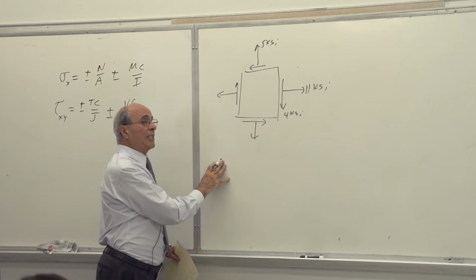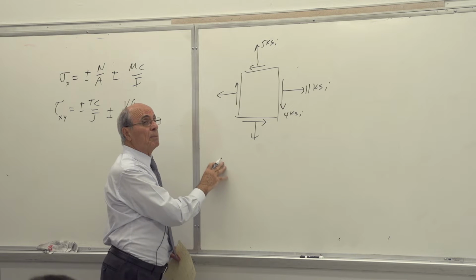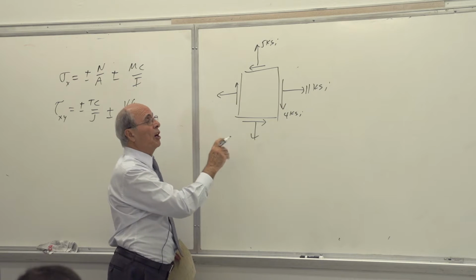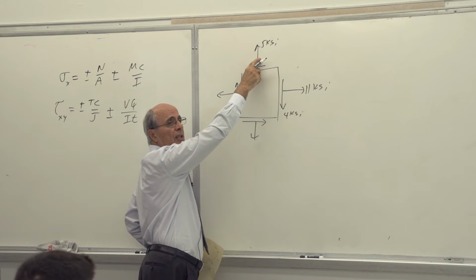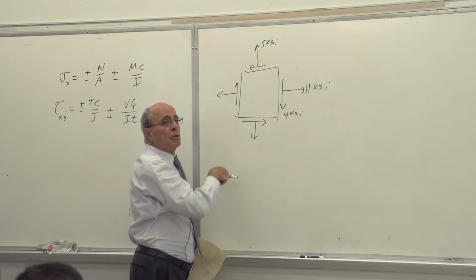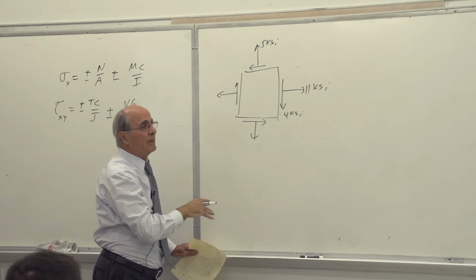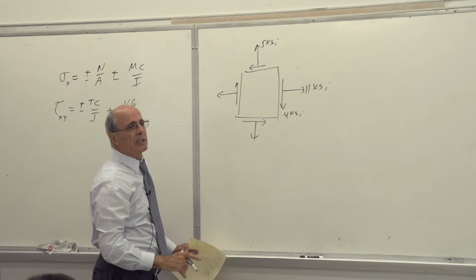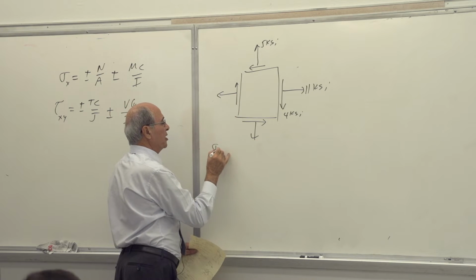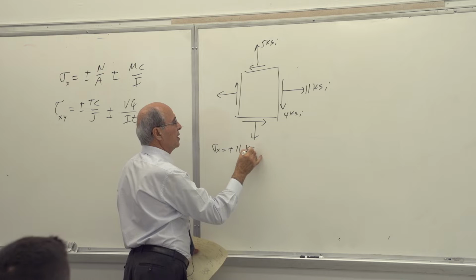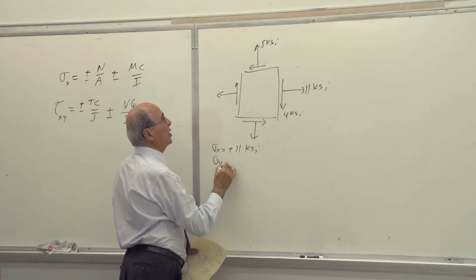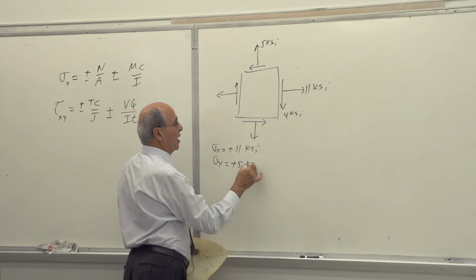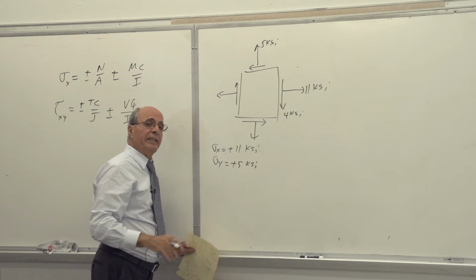Now, the first thing I will ask you always to do, in order not to make a mistake, because people make mistakes with the sign: this is tension. If it is compression, you should put a negative here. People forget about that, then all the equations change. So here, our sigma x is plus 11, so please write it down. Sigma y is plus 5. If they were compressive, you have to assign a negative to that.